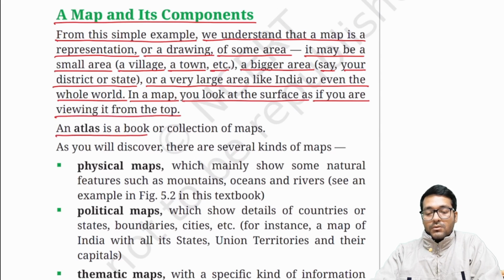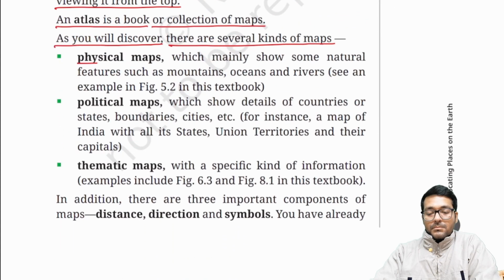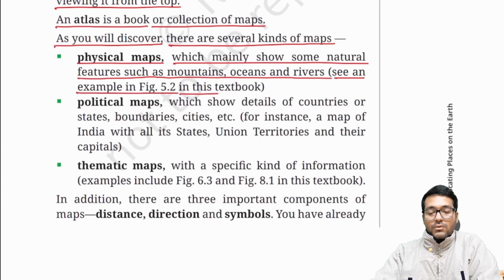An atlas is a book or collection of maps. As you will discover, there are several kinds of maps. Physical maps, which mainly show some natural features such as mountains, oceans and rivers. See an example in figure 5.2 in this textbook. Figure 5.2 is given in chapter 5. Let's move to chapter 5.